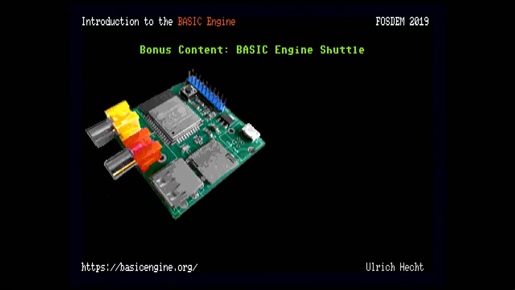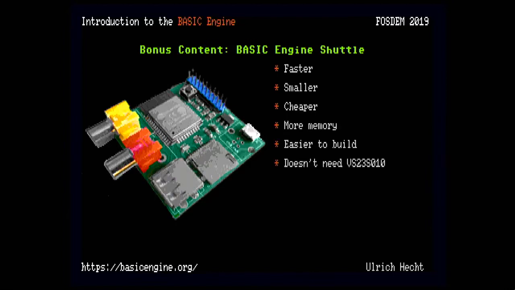I showed you the basic engine before, right at the beginning. This is a secret second model of the basic engine. I call it the basic engine shuttle. It is faster, smaller, cheaper, it has more memory, it's easier to build, and it doesn't need the VS23S010. Some people find that difficult to get because it's only available from the manufacturer and from one distributor in Poland, who is constantly sold out since I released this thing. Don't know if that's good or bad.